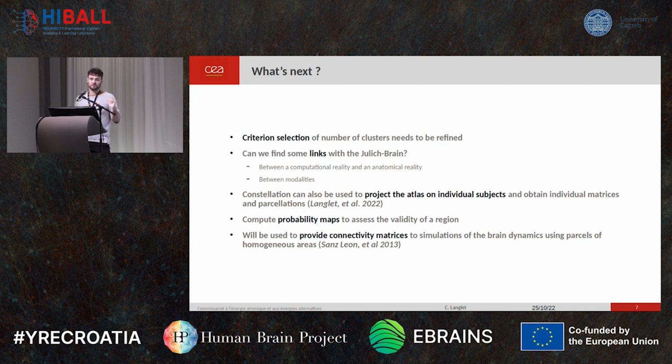Constellation can also be used to project an atlas onto individuals and obtain individual matrices and parcellations. We could use this to compute, for example, probability maps to assess the validity of a region. This is still ongoing work. And finally, these connectivity matrices can be given to a simulation of brain dynamics. These are part of my HBP work package.